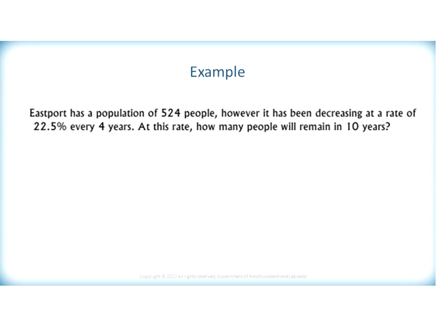Eastport has a population of 524 people. However, it has been decreasing. It's been decreasing at a rate of 22.5% every 4 years. So here we are with the percentage. We must remember, because it's decreasing, it's going to be 1 subtract 0.225, whatever 22.5% is as a decimal. This will give us 0.775.